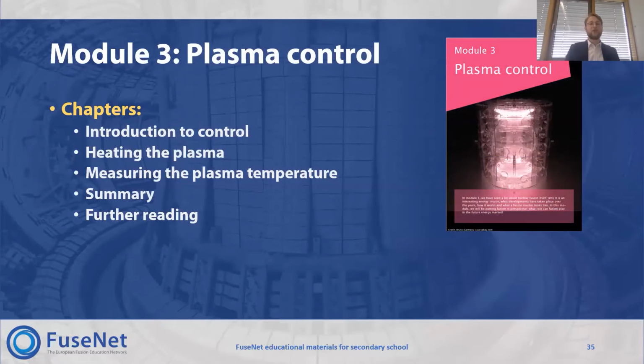The third module is about plasma control. We know in module 1, we explain what a plasma is, how that is useful in creating fusion, but we need to control that as well. So a basic introduction to control is given here. For example, looking at things like a thermostat and how you heat a room. These same concepts, of course, apply to a fusion reactor, then a bit more in depth: how you heat the plasma, how you measure the plasma, and more.